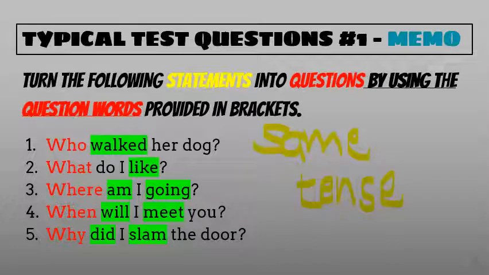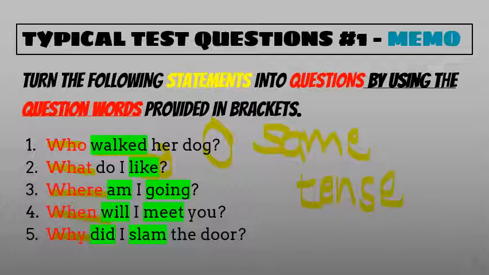My first statement was Tracy walked the dog. And the question word that you had to use was who. So there you can see I always started with my question word. Who walked her dog? Question mark. So I stayed in the same tense. The second statement was I like ice cream. And you had to start with what? What do I like? There you can see again I stayed in the same tense.